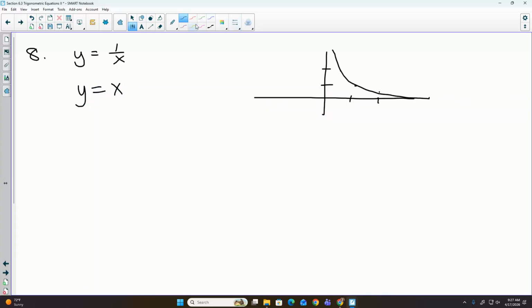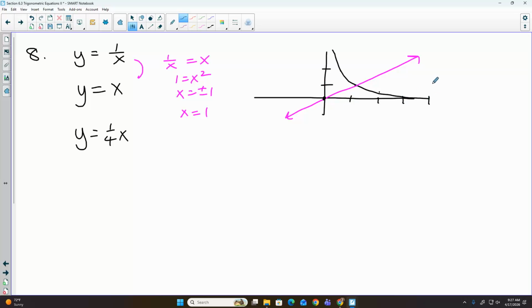Y equals x is just a line. Y-intercept is 0, slope is 1. So we do see that these two intersect at a point. It's at plus or minus 1, but we already know that x is positive, so we only care about the positive one. The next curve that we are given is y equals 1/4 x. So that's a y-intercept of 0, slope is 1/4, so 1 over 4.